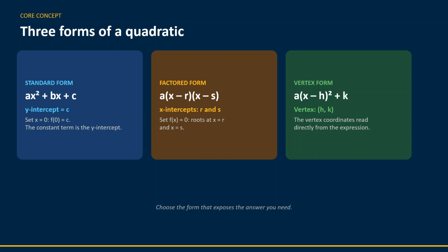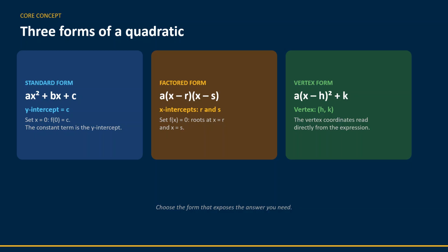A quadratic comes in three equivalent forms, and each makes a different feature obvious. Standard form ax squared plus bx plus c is what you usually start with. The y-intercept reads off as c directly because f of 0 equals c. Factored form a times x minus r times x minus s exposes the x-intercepts. The roots are r and s.